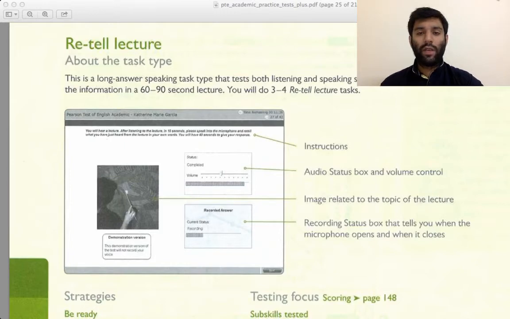Now what you speak is not more important than how you speak. In speaking you will be judged and scored on your oral fluency and pronunciation. Basically you need to speak like a native speaker.